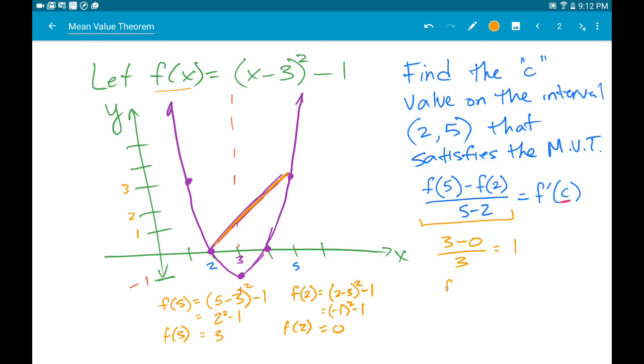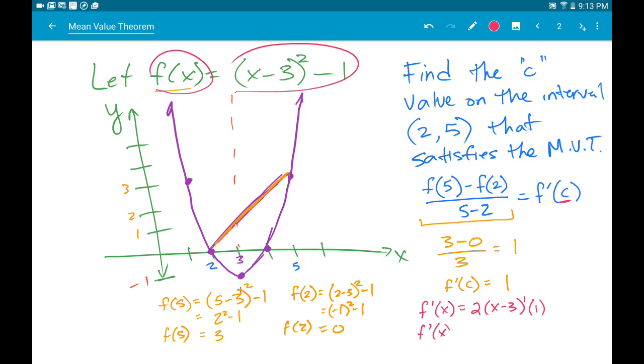And so we need to find the f prime. We need to find where the derivative is equal to 1. So I'm almost done. I'm going to go back up here to my function, and I need to find f prime of x. And f prime is just going to be 2 times (x minus 3) to the first. There is a chain rule in there. Maybe you want to write it, maybe you don't, because the chain is just 1. And then the derivative of a constant is 0. And so I have that my f prime is equal to 2x minus 6.